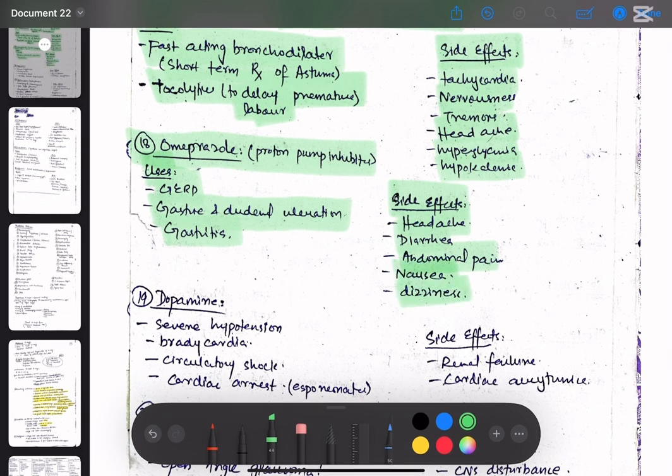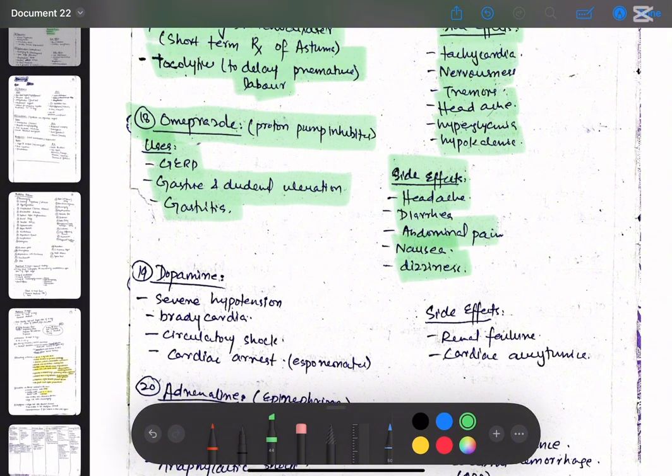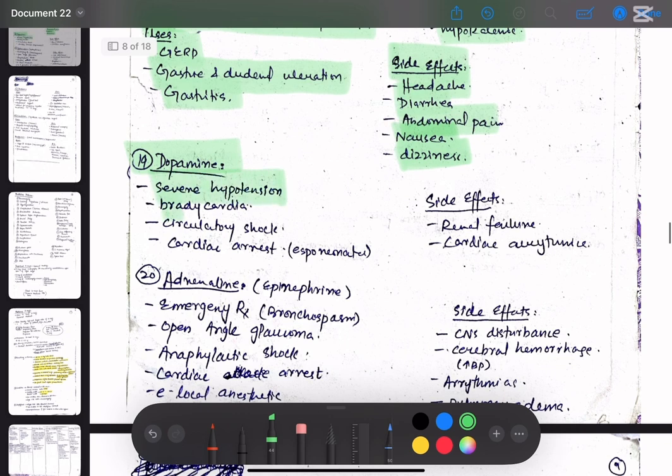Omeprazole is a proton pump inhibitor. These are the uses: GERD, gastric and duodenal ulceration, and gastritis, and the side effects are headache, diarrhea, abdominal pain, nausea, and dizziness. Then the drug is dopamine, which is used for severe hypotension, bradycardia, circulatory shock, and cardiac arrest. The side effects are renal failure and cardiac arrhythmias.